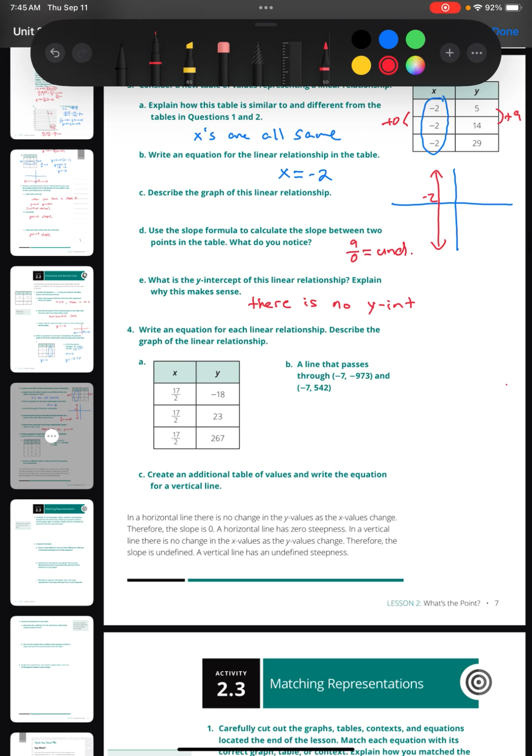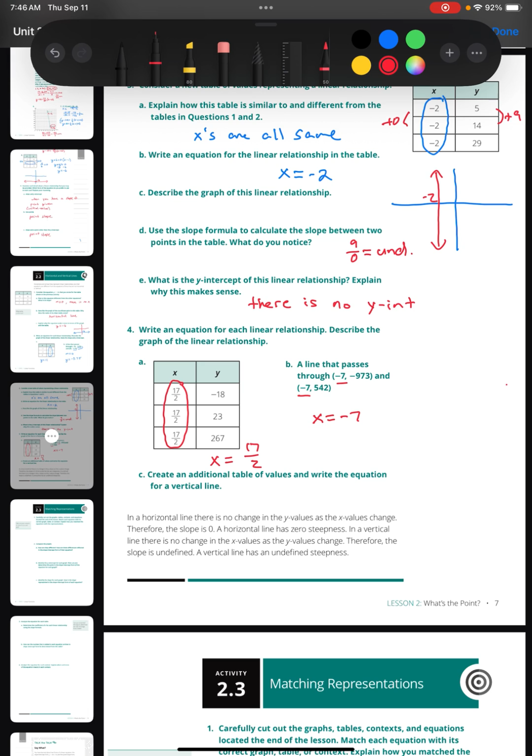All right, 4, write an equation for each linear relationship. So just recognizing which value is the same here. So for A, the x value is the same. So that equation is just going to be x equals 17/2. It'd be a vertical line going through 17/2. Similar to B, you'll notice the x values are the same. So that equation would just be x equals -7. Another vertical line, this time going through -7.